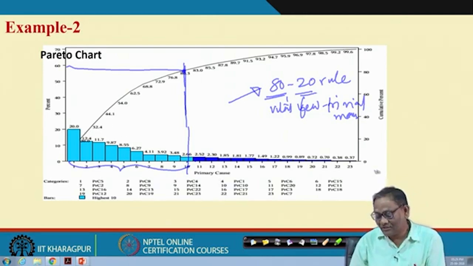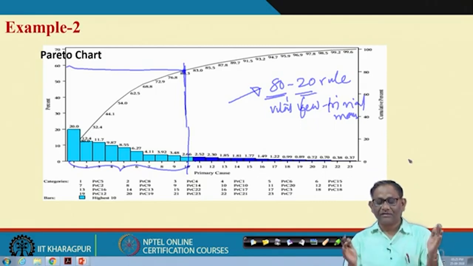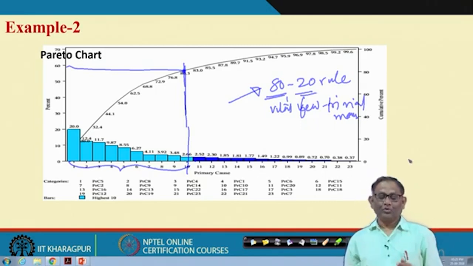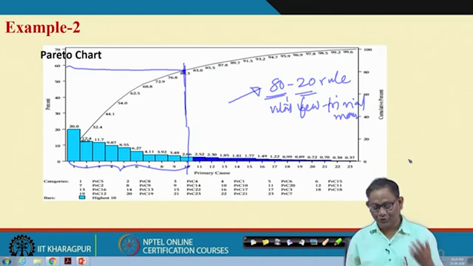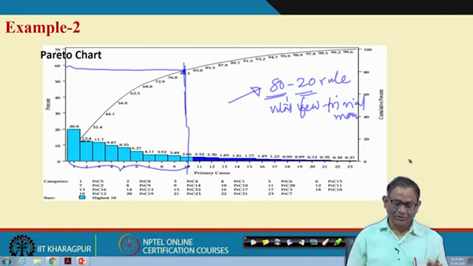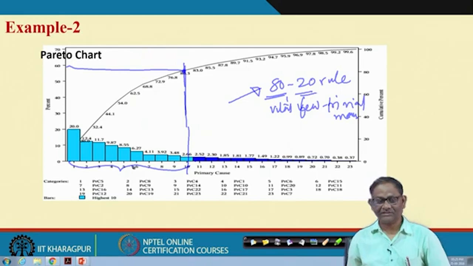Even though there are 23 or more causes, that means there are vital few causes which are primarily responsible for most of the incidents occurring in the plant. So your objective will be to work on those causes and reduce the accidents or incidents occurring. Okay.